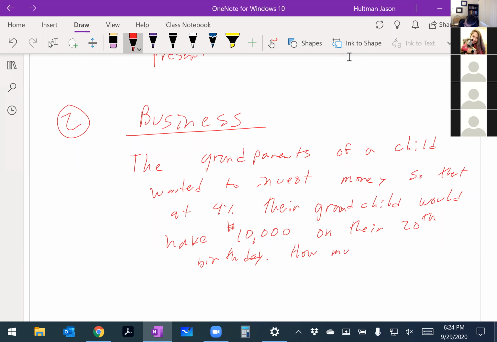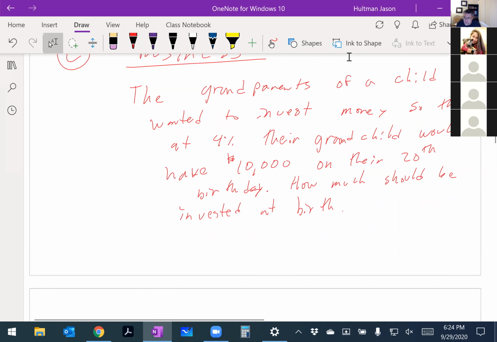How much should be invested today? Be invested, we'll say invested at birth. Okay, not at the birth of the grandparents, because that wouldn't work here. At the birth of the child. Okay, so at the birth of the child. So we're just saying that it's going to be a 20-year investment. That's all that means. Okay, so we want the present value.